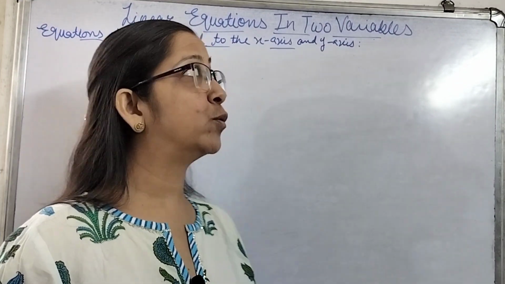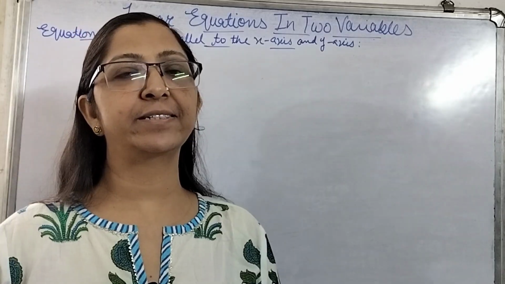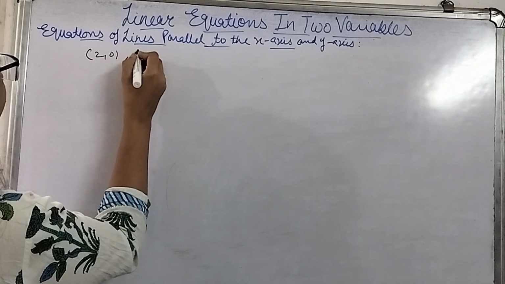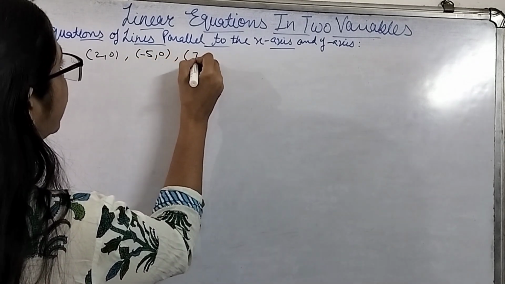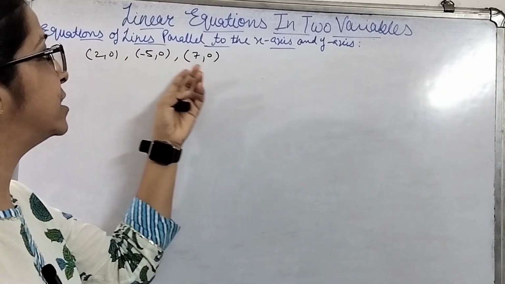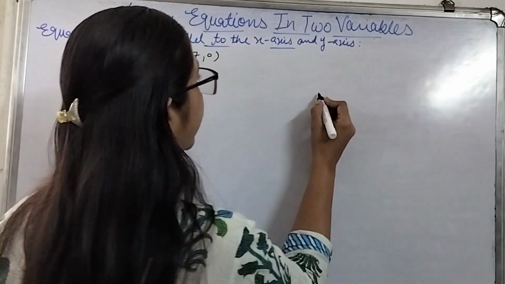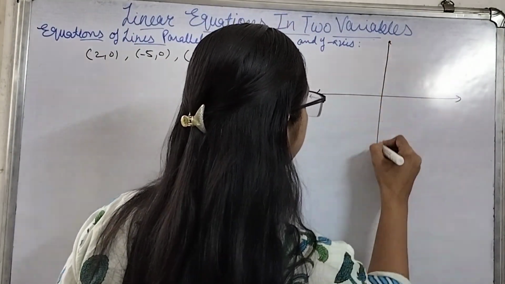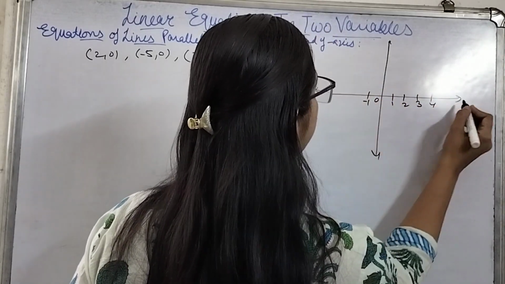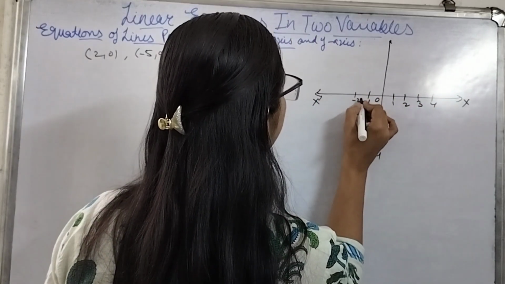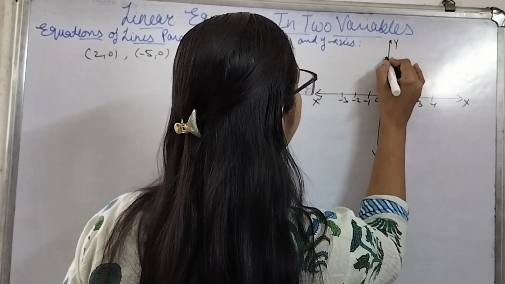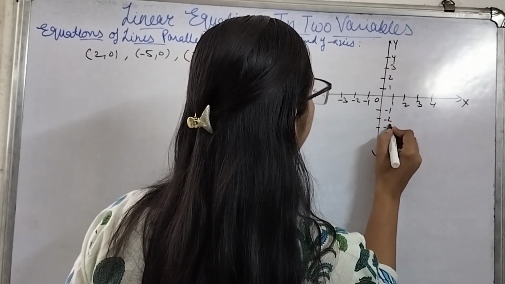Now let's see equations of the lines parallel to the x-axis and y-axis. We have already seen that coordinates like 2, 0, minus 5, 0, 7, 0, all these type of points where your y coordinate is 0, will lie on your x-axis. If we are going to plot it, this is your x-axis and this is your y-axis. Here your origin, 1, 2, 3 positive numbers we have taken in the x direction. Negative numbers we have taken here in the y direction. Even we have taken the positive numbers, and here also we have taken the negative numbers.